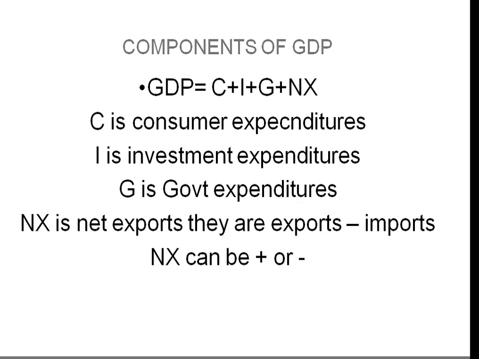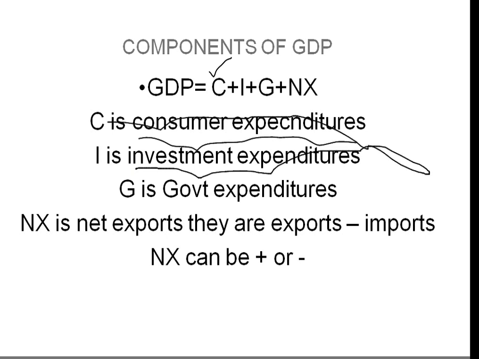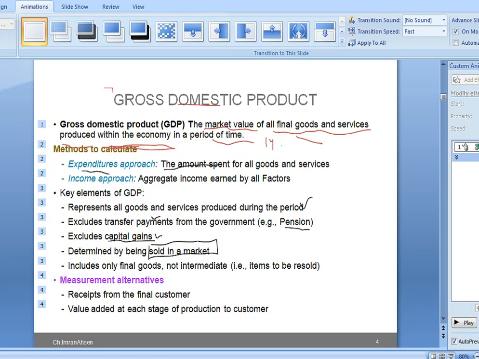Components of GDP. There are 4 components you have already heard about. GDP is equal to C plus I plus G plus NX. C is the consumer expenditures which we make as households. We buy kitchen items, clothes, shoes, groceries and other items. That is C. I is for investment. Investment expenditures are made by business people. That can be government investment or private investment. So this is I, investment expenditures.